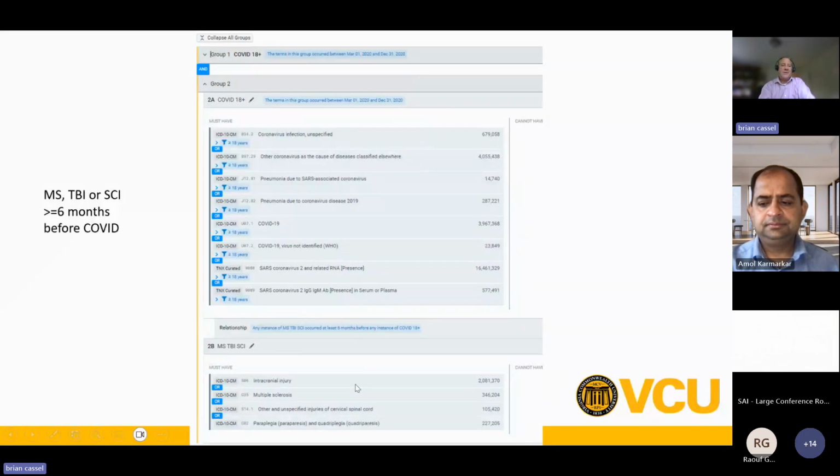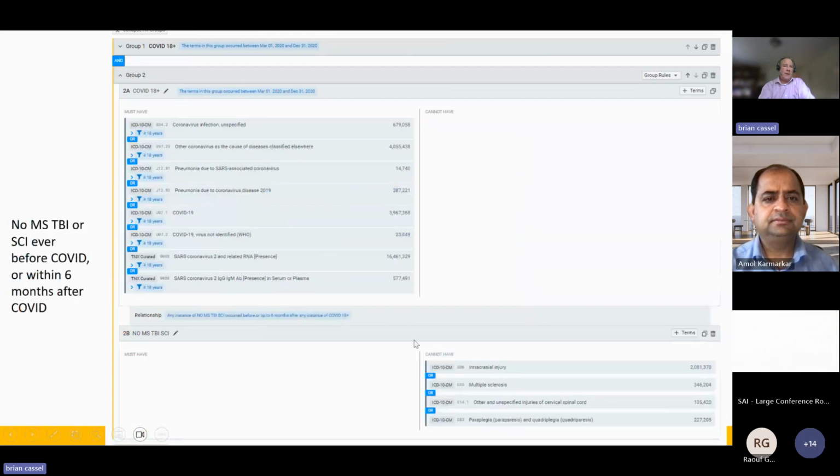This should sound familiar to those who were with us last week. I specified a related group that is chronologically related, and that's where I have my intracranial injury, MS, etc., that occurred at least 6 months before any instance of COVID. So that's using that related group function in the query builder to set up a temporal relationship between two inclusion criteria. And for the other cohort, it's essentially an exclusion criterion.